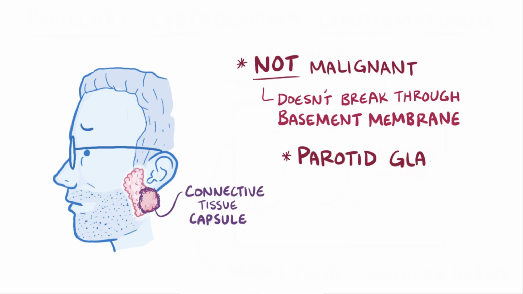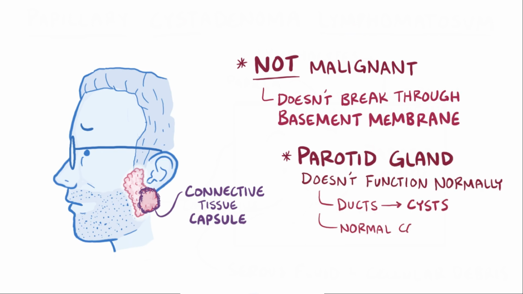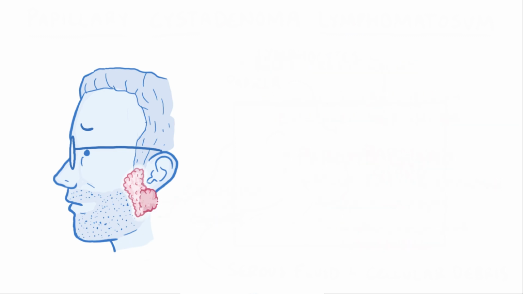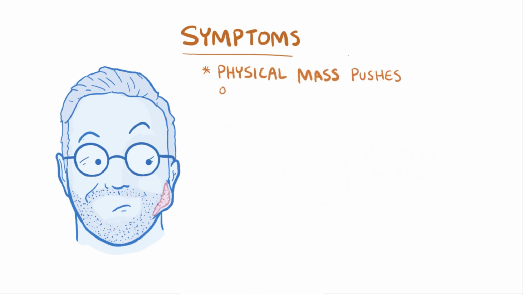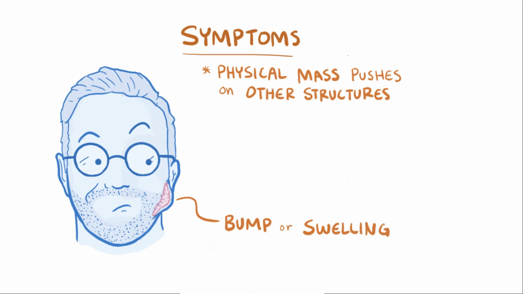Also, that parotid gland starts to not function normally, since the ducts turn into cysts and normal epithelial cells stop functioning. Now, because a Warthin tumor is typically slow growing, it can take a bit of time before the symptoms are detected, most of which are related to the physical mass pushing up against other anatomic structures. The most common symptom is a bump or swelling in front of or below the ear, which is typically painless.